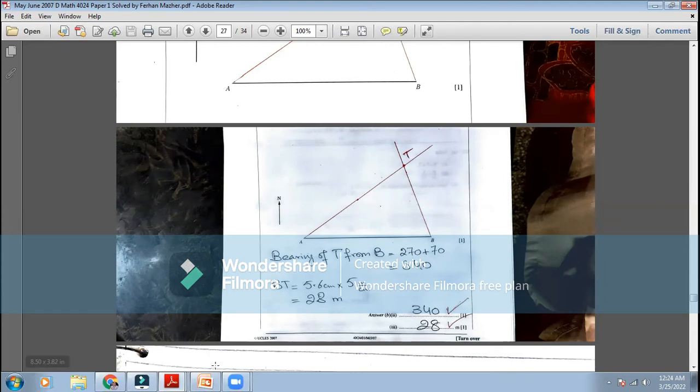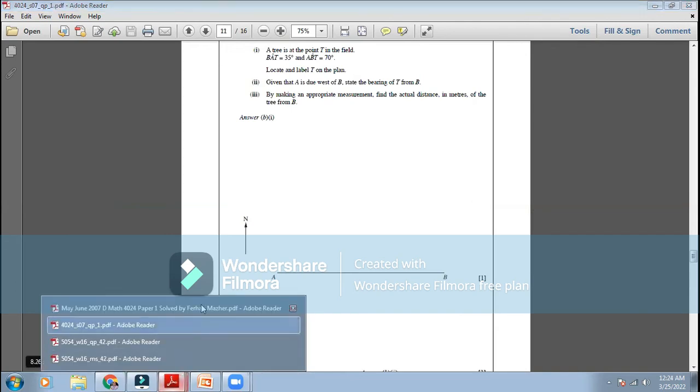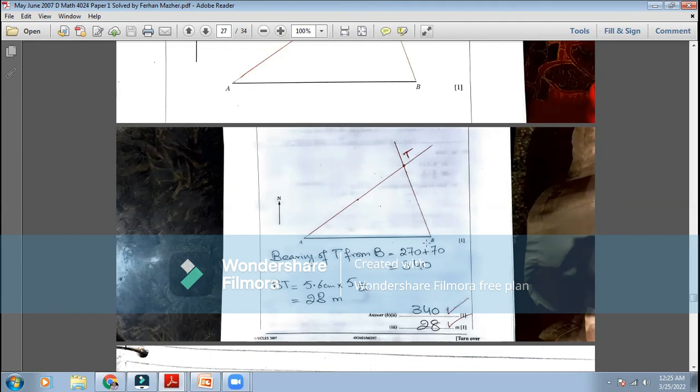Then their question is, by taking an appropriate measurement, find the actual distance in meters of the tree from B. So measure this distance with the help of the scale, and you will find that on my diagram it is 5.6 centimeters, and each centimeter means 5 meters. So the answer will be 28 meters. 5.6 centimeters multiplied by 5 meters per centimeter. So that is representing this length BT.